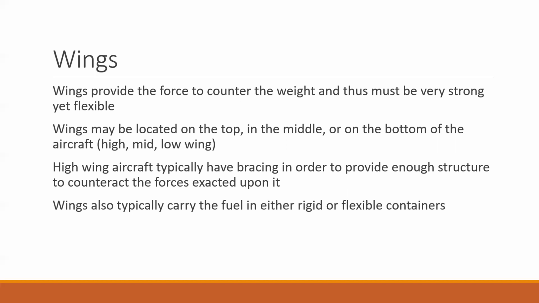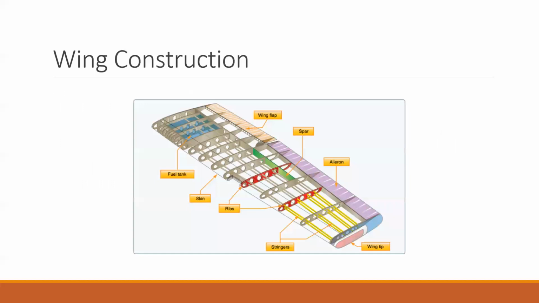Wings also are the place where the fuel is stored. Usually it's stored pretty close to the aircraft's body, and I think there's a diagram on the next slide that shows this. And the fuel is usually carried in either a rigid or a flexible container. Just depends on the aircraft design.